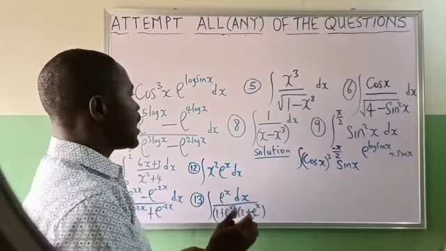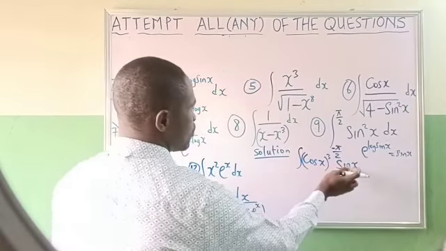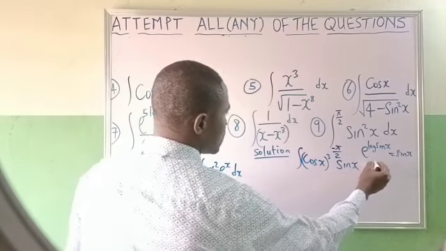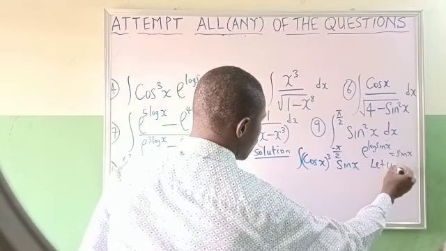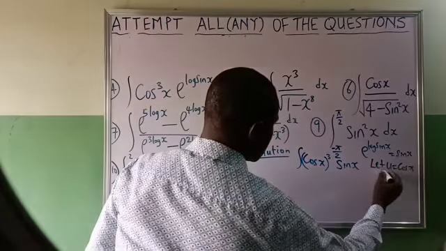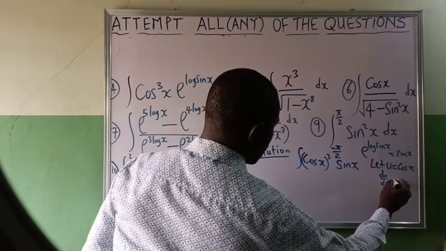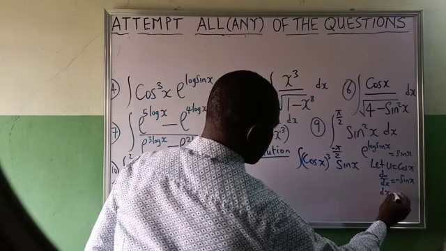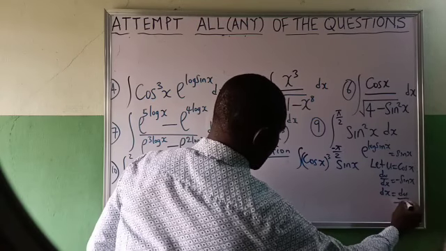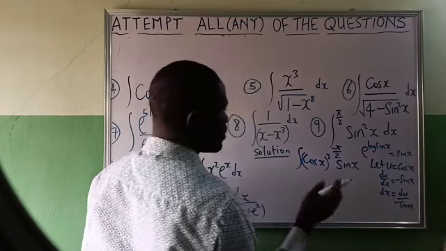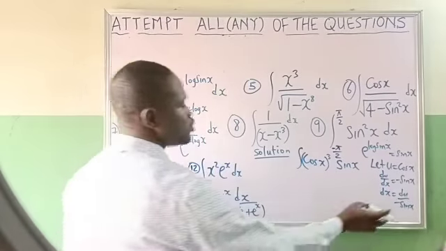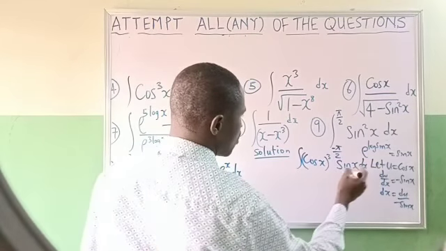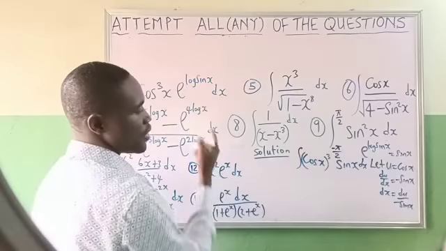Okay? Now, that means I am to integrate only this. I will say let u equal to cos x. du/dx will be equal to minus sine x. Make dx the subject of the formula: du over minus sine x. That means we are integrating by substitution method because we want to substitute this dx we have.